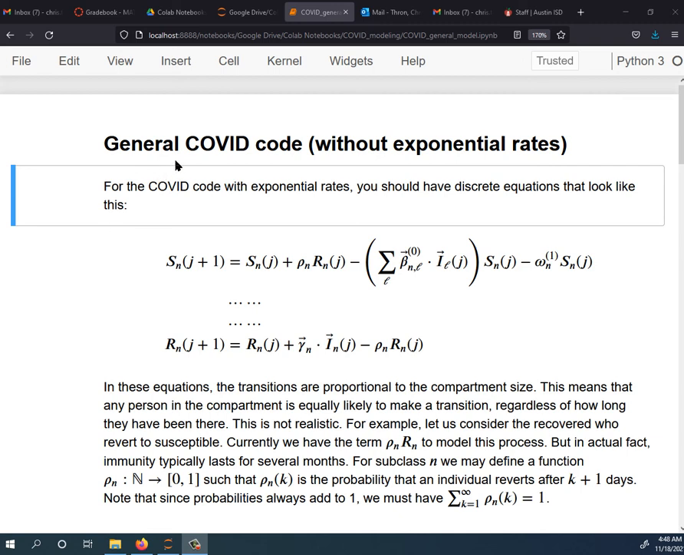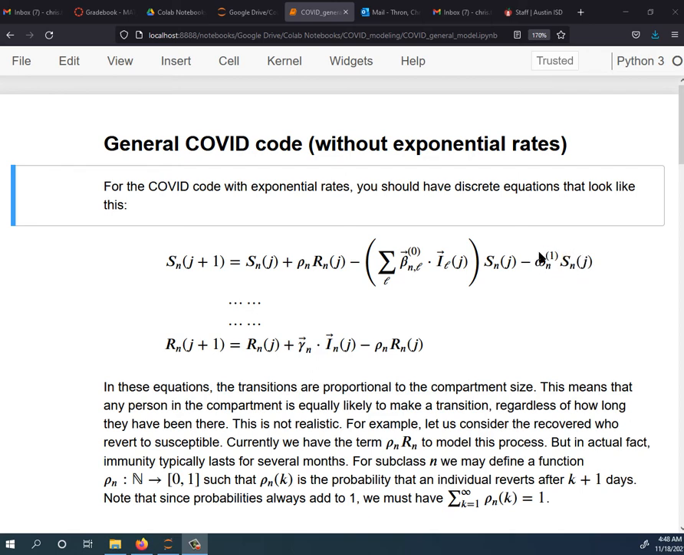Okay, so let me see if I can explain the COVID code without exponential rates, which is a more general model and more realistic. Now, for the COVID code with exponential rates, you should have discrete equations that look like this. Notice that Sj plus 1 depends on Sj. Here you have the reversion term. Here you have the term of people who become infected, and here's the term of people who become vaccinated.